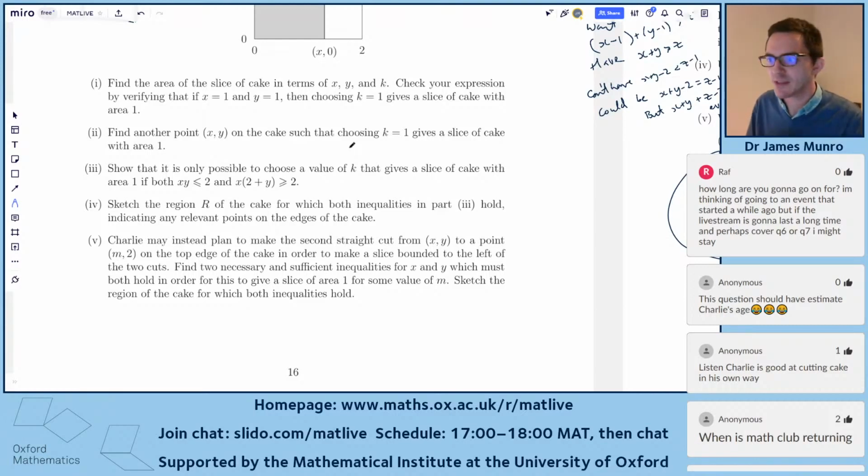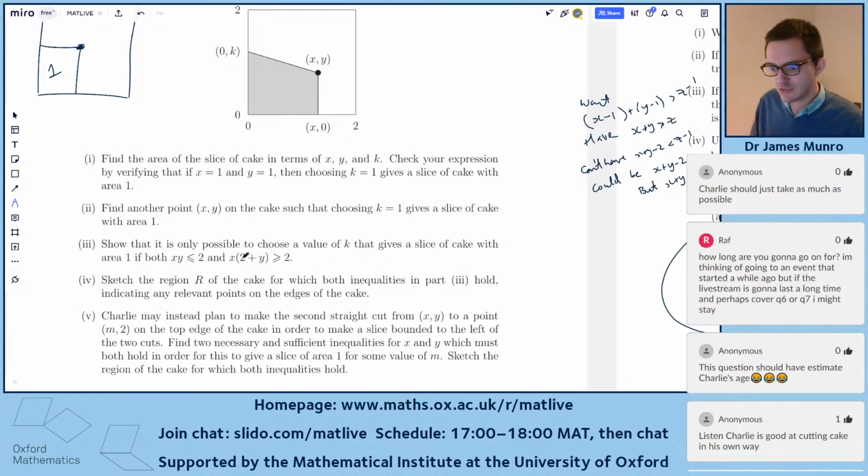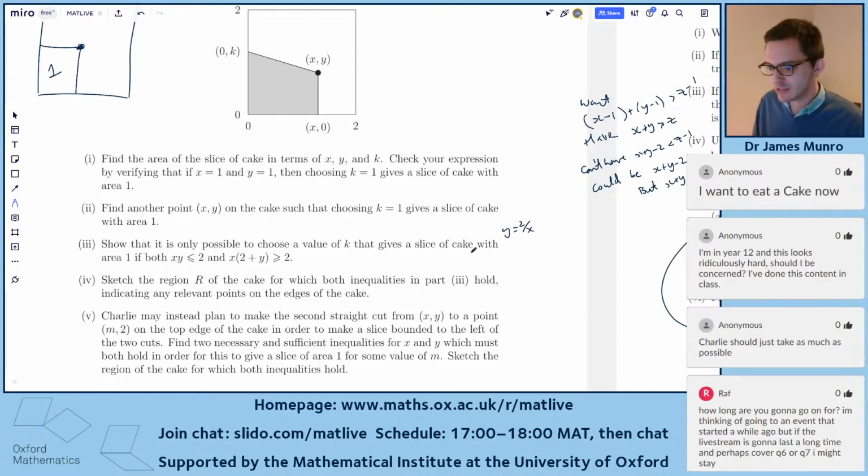10 minutes to 6. Okay, so first part, check that you can work out the area of this bit of cake that Charlie's going for. Show that maybe Charlie can get away with this and make an area slice 1 if they satisfy these inequalities. To sketch the region, I'm going to sketch y equals 2 over x and also y equals 2 over x minus 2.